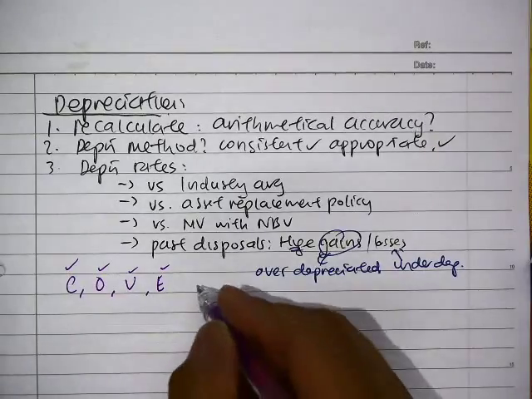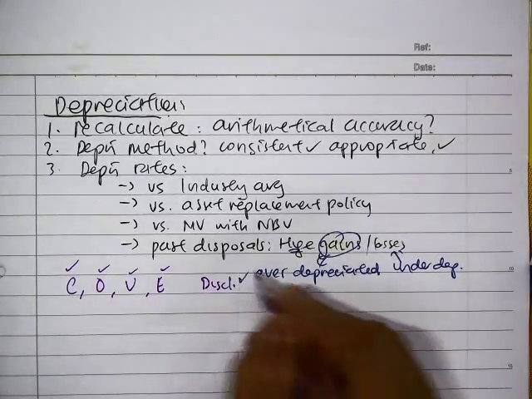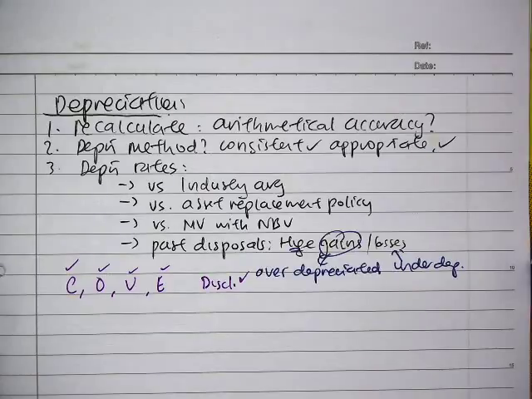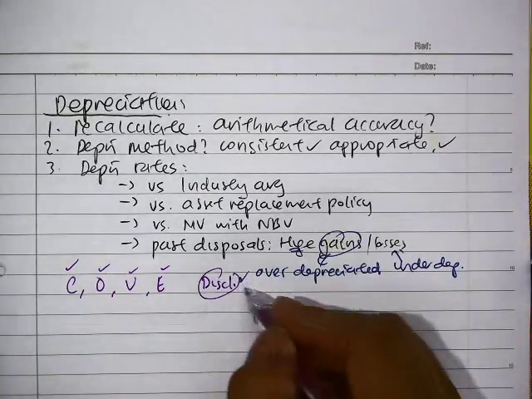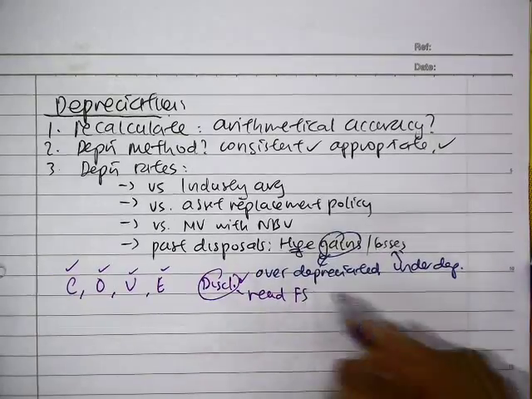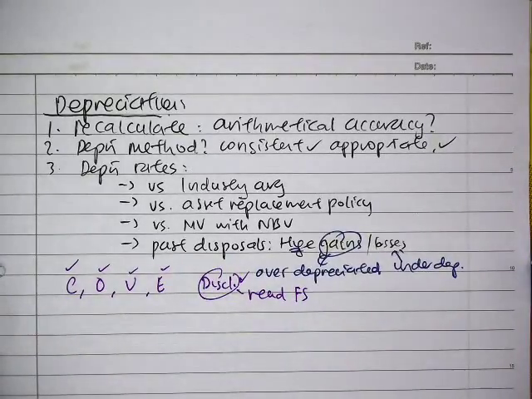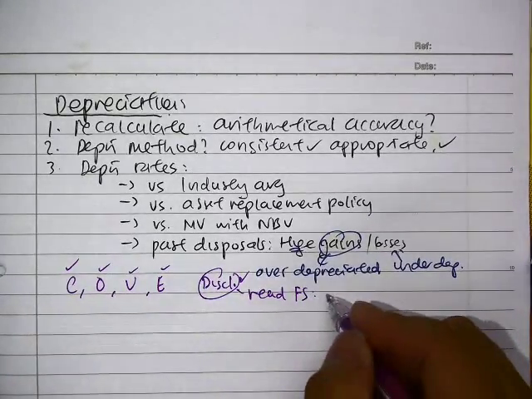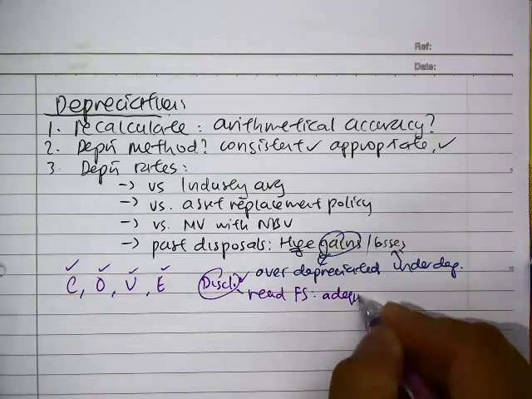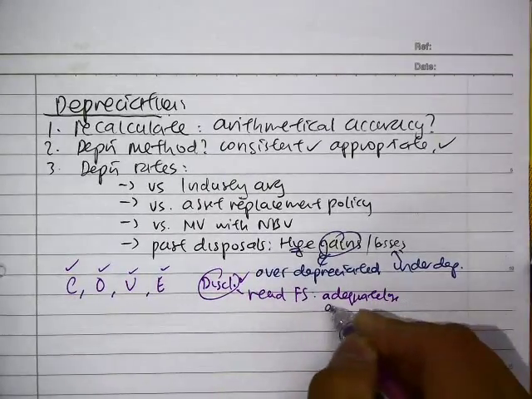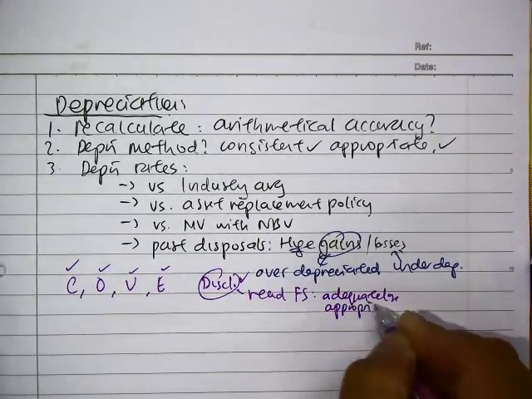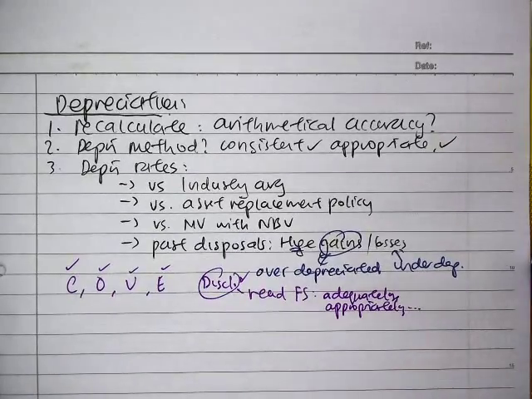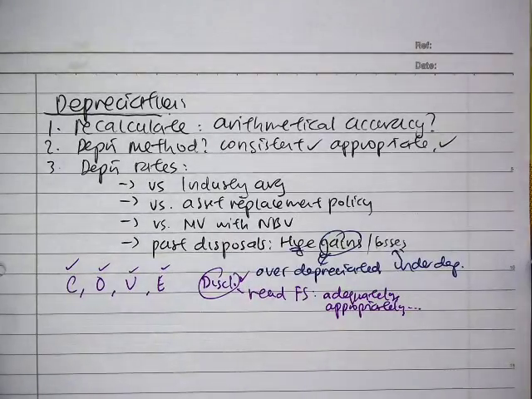Now, of course, the last thing is you're going to make sure that everything is disclosed. Okay. So the disclosure is very simple. You just got to read the financial statement. Okay. Just read the financial statement and see whether you have adequately and appropriately disclosed all details according to what the standard requires. So if yes, then fine, there's no issue.